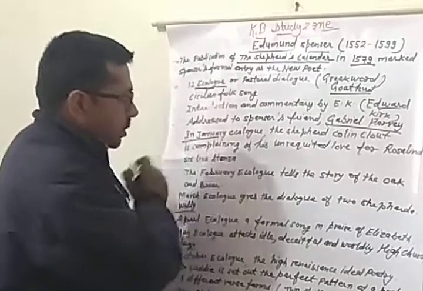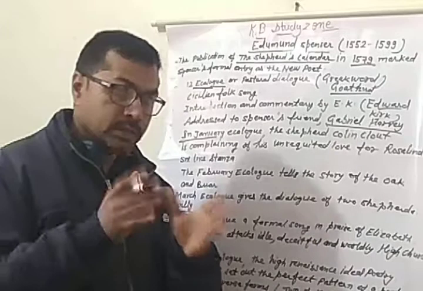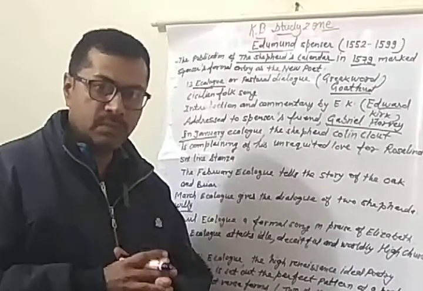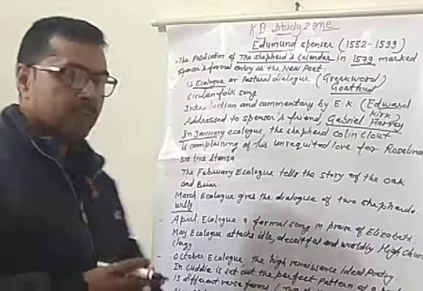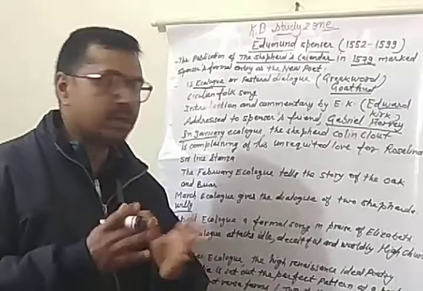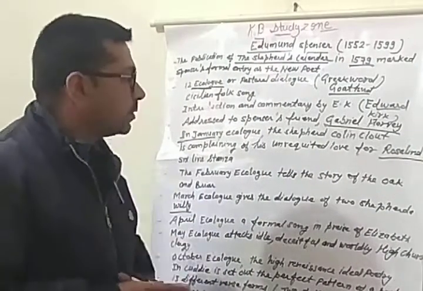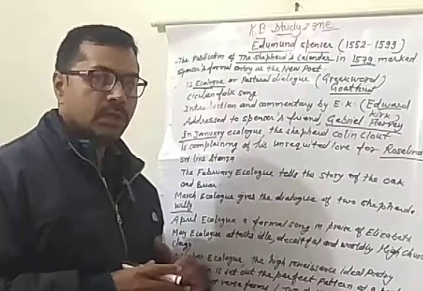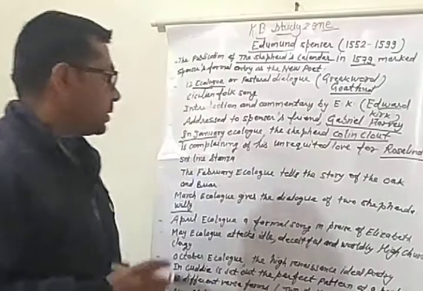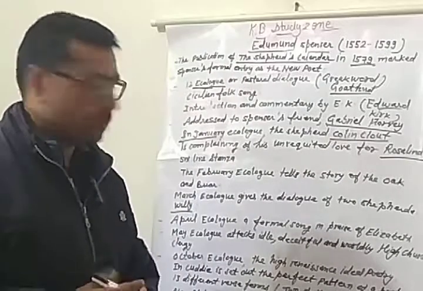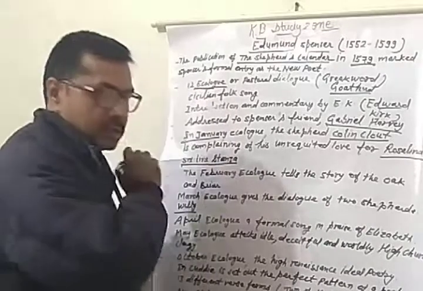Let us start the first eclogue. The first eclogue is the January eclogue, and this is about the shepherd Colin Clout. Colin Clout is Spenser himself, and he is complaining of his unrequited love for Rosalind. Rosalind is his beloved, and the poet, in the personality of the shepherd Colin Clout, complains of his unrequited love for Rosalind. This January eclogue is in a 6-line stanza.